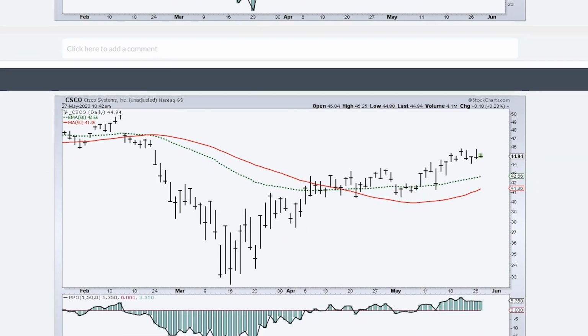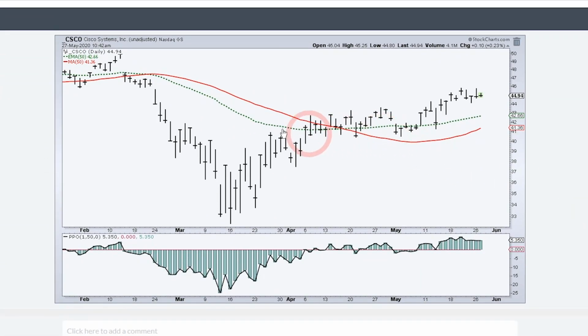If we look at Cisco, there's the falling 50-day SMA, and it was falling until early May and then turned up, whereas the EMA started turning up in mid-April. And you can see all these moves above the EMA in April and early May. A lot of crosses there.